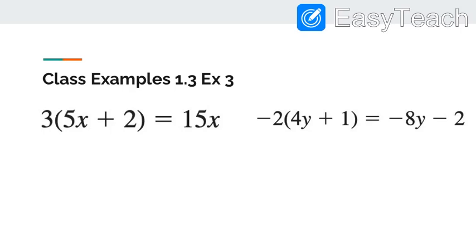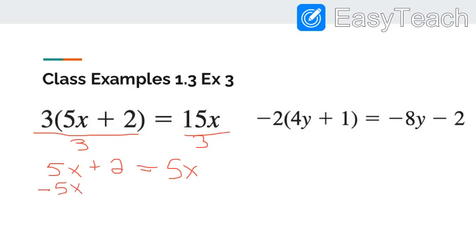So the first thing I want to do with this problem here on the left is I see that there's a 3 times here, so I could distribute, but I also know that 15 can be divided by 3. So I'm actually going to start with dividing by 3 on this one. That's going to leave me with 5x plus 2 equals 5x. Now again, because I want to get all the x's on one side, I'm going to subtract the 5x over. So here I'm just going to subtract 5x from both sides. And now I'm left with 2, which is equal to 0.